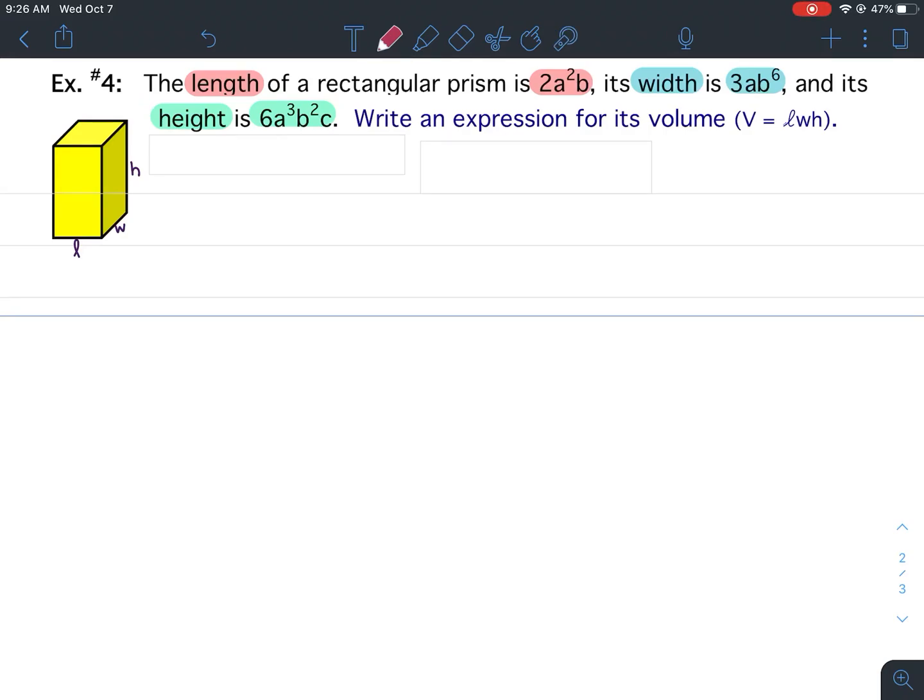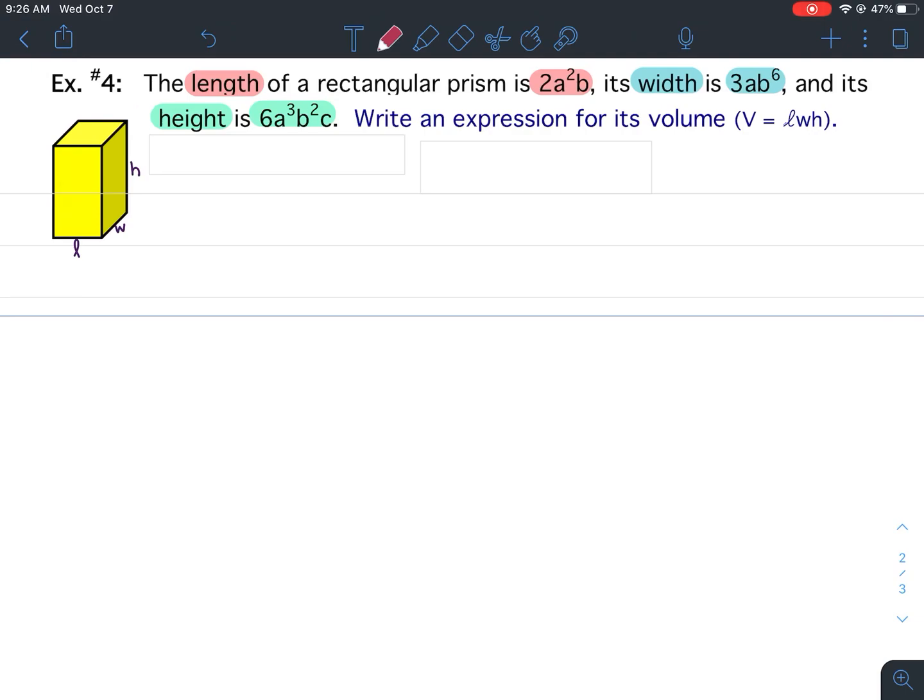Multiplying monomials, lesson 4.1 notes. Example number 4. The length of a rectangular prism is 2a squared b. Its width is 3ab to the sixth, and its height is 6a cubed b squared c. Write an expression for its volume.